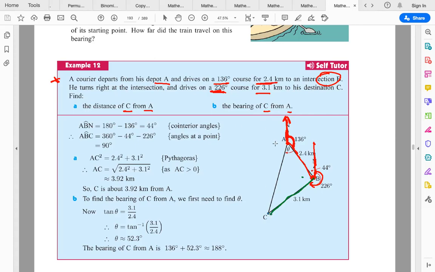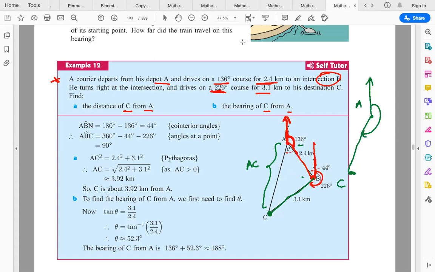Now, what they're asking is the distance A to C, and the bearing of C from A. When you talk about the bearing of C, let's say C is here and A is here. The bearing of C from A in this context will be this angle. I already know this angle is 136.